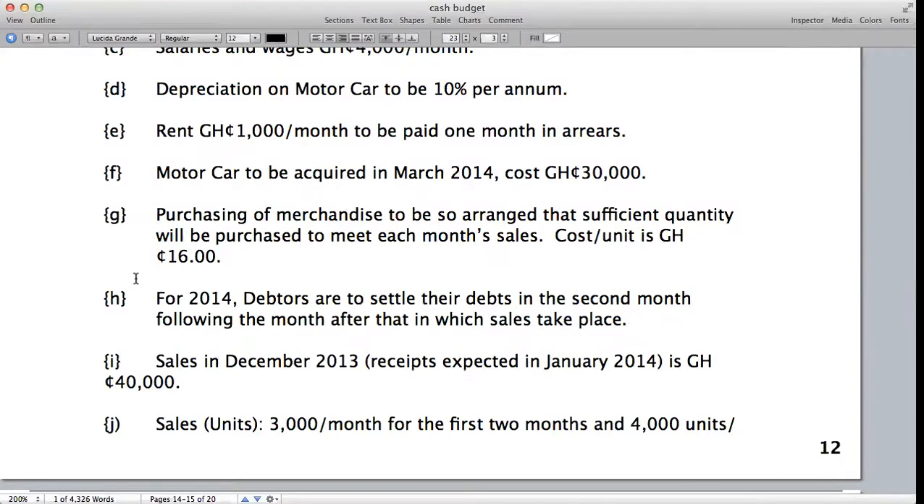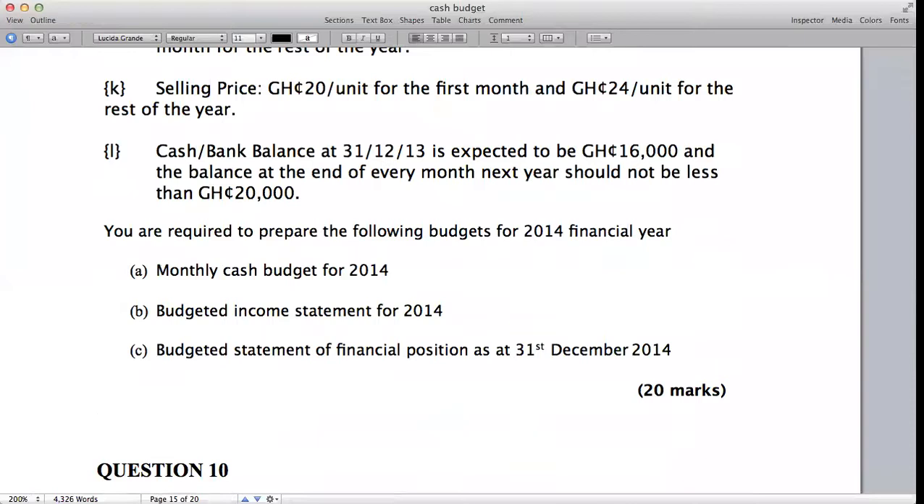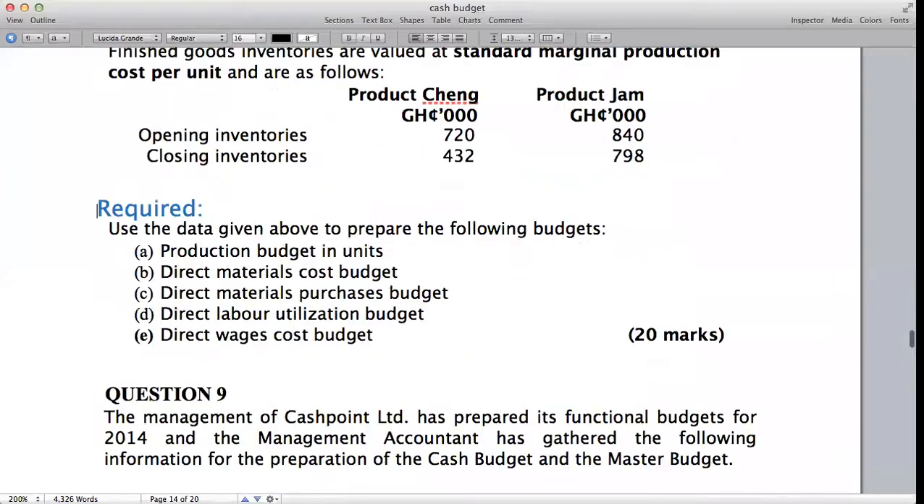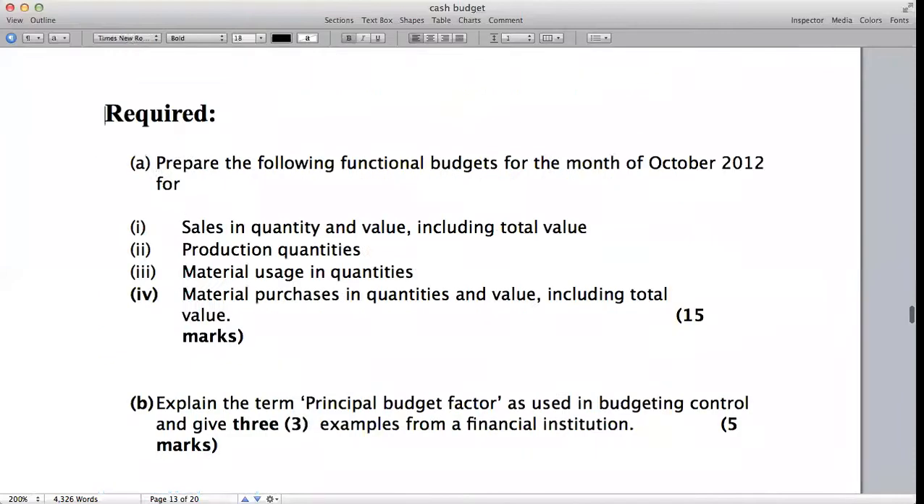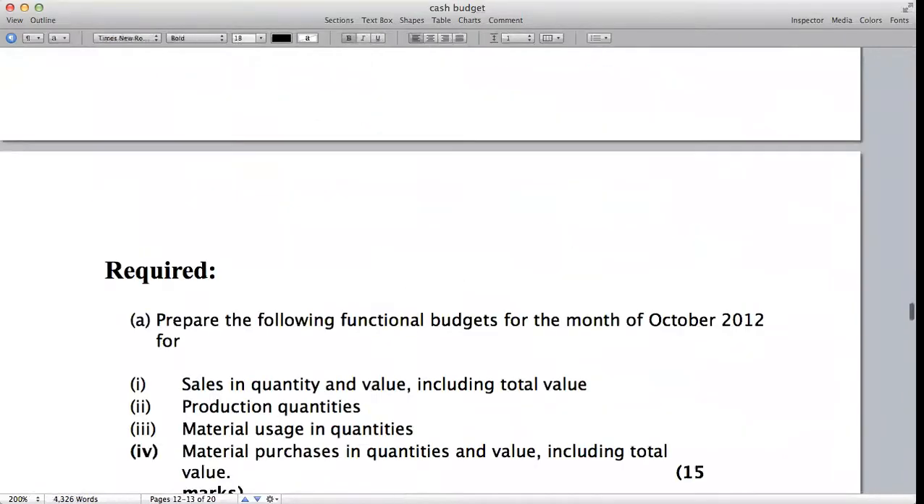Good. So let's see. This is question 10. Okay, so here it is. They are here, so let's go down and see.